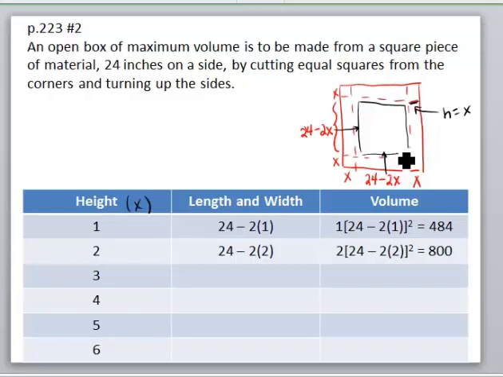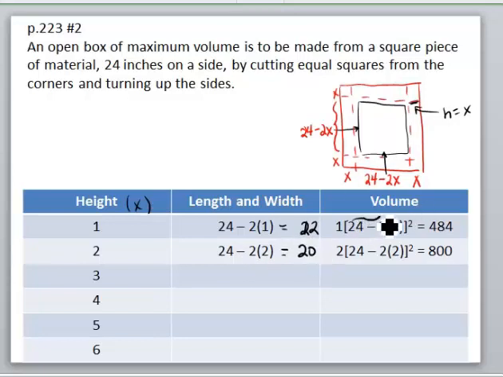The way we can compute the length and the width given whatever certain height we're trying out is just by plugging in that height, because we call the height x. So we'd plug in 1, and we'd come up with the length and the width of the box being 22, excuse me. Then we plug in 2, and we'd end up with 20 for our length and our width.